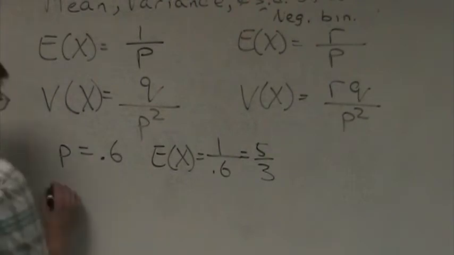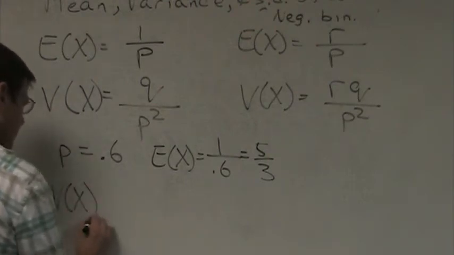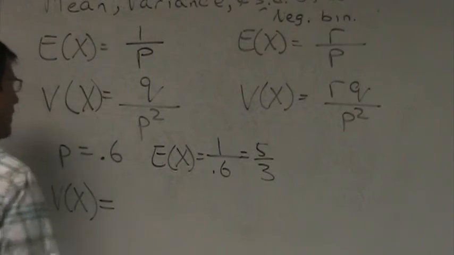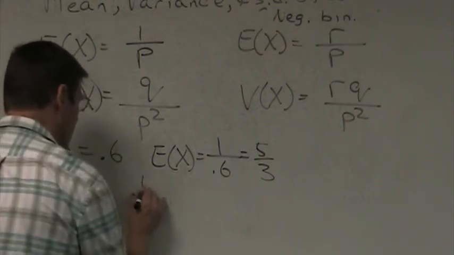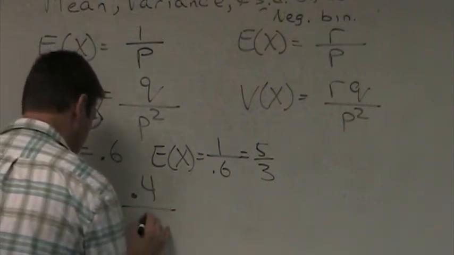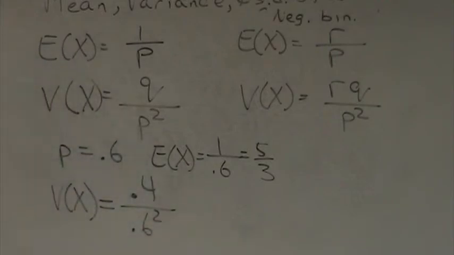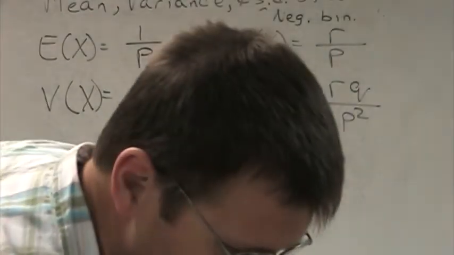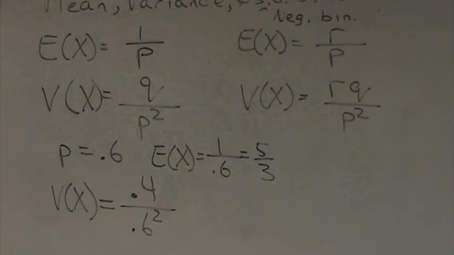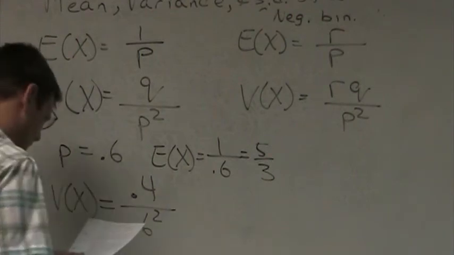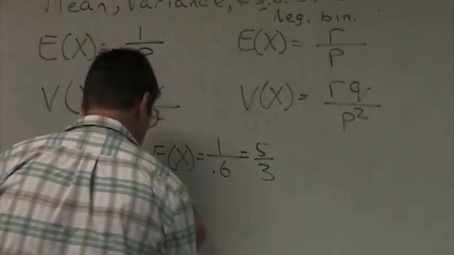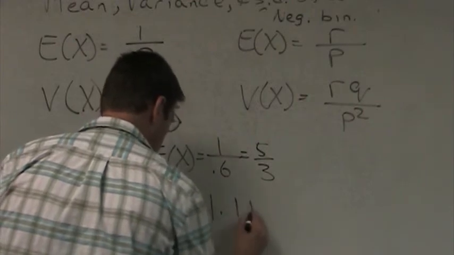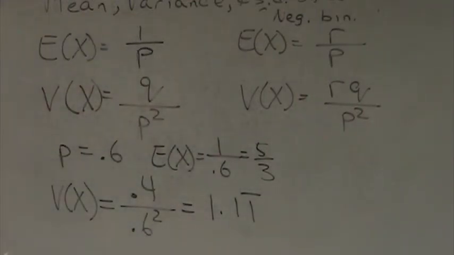And the variance of x is 0.4 divided by 0.6 squared. And that works out to be 1.11 repeating. As before in all these other cases, the standard deviation is just the square root of the variance.